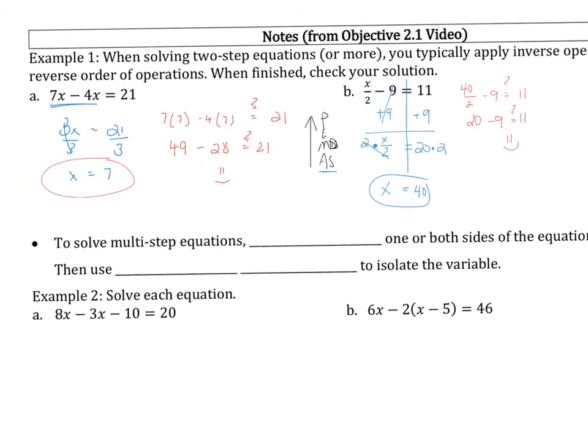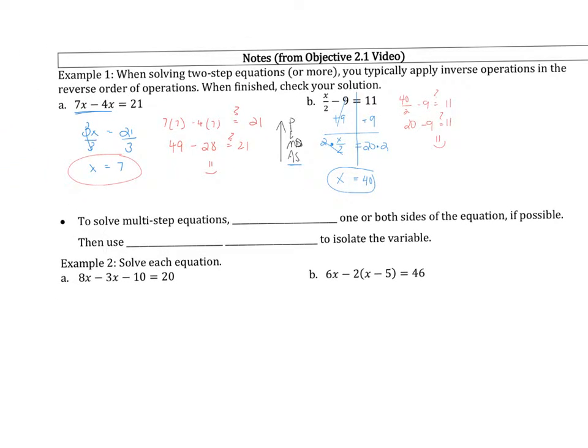All right, let's go ahead and take a look at these bullet points in the middle of your page. We've already talked about this, but to solve multi-step equations, you're going to simplify one or both sides of the equation if possible. Then you're going to use inverse operations.